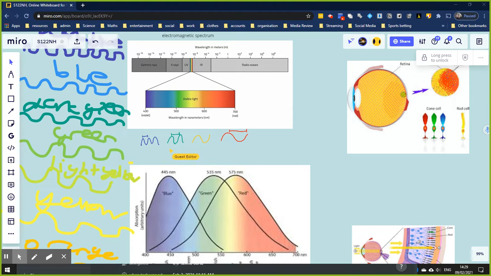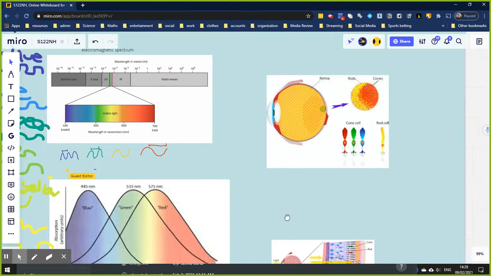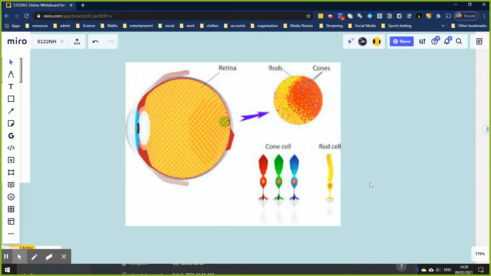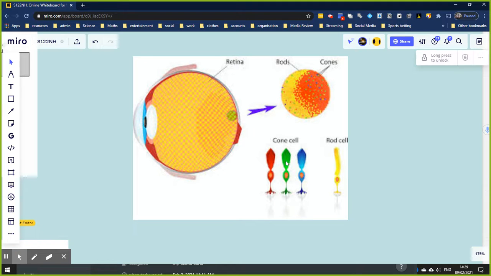Well, at the back of our eyes in our retina, we have cone cells and rod cells. Now, don't worry about why they're called cone cells or rod cells. I think it's because they're slightly shaped like a cone and slightly shaped like a rod. And there are three different types of cone cells in our eyes: the red cone, the green cone, and the blue cone.